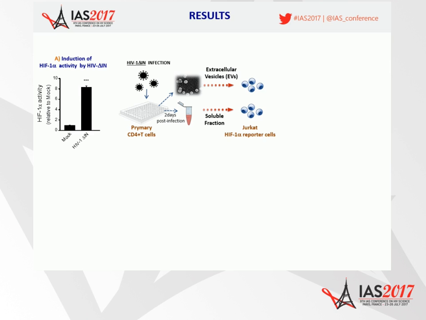We know from our results, not shown here, that double-stranded DNA has the possibility to promote the secretion of extracellular vesicles. So we wondered if these extracellular vesicles are able to promote the HIF activity in non-infected cells. For that, we infected primary CD4 cells, and 2 days post-infection, we isolated the extracellular vesicles, and we took the soluble fraction too, and we exposed our reporter cell lines to both.